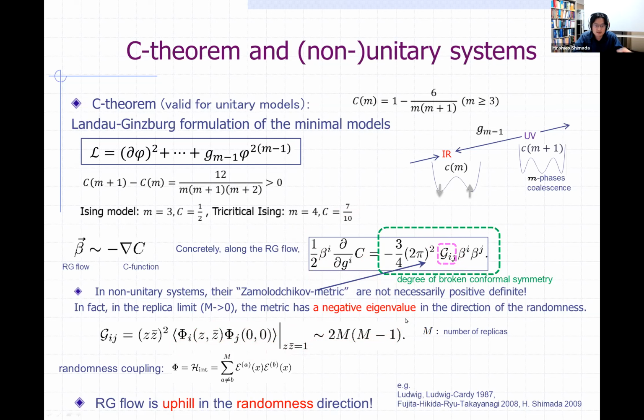So this changes its sign below m equal 1. So actually, the RG flow has some uphill direction. This metric contains a negative eigenvalue, so in that direction, the RG flow becomes uphill. So the central charge actually increases along the flow in the randomness direction. This peculiar thing happens.